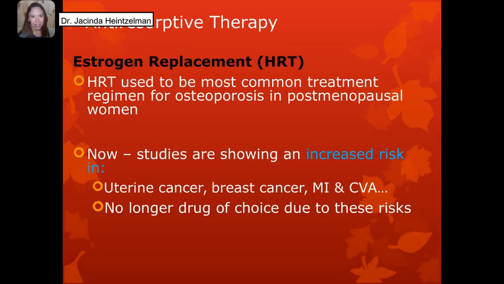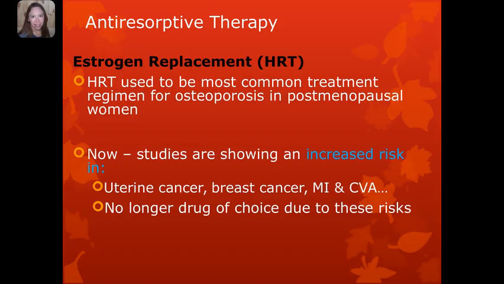Let's talk a little bit about some of these medications that will prevent reabsorption. Estrogen replacement therapy used to be the most common treatment, especially for those postmenopausal women. So what happens in menopause, you have to think about the pathophysiology behind that. In menopause, the patient no longer has functioning ovaries that will produce those hormones that are beneficial in keeping that bone structurally together.